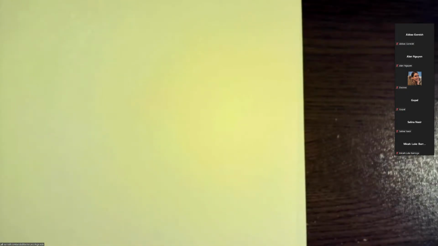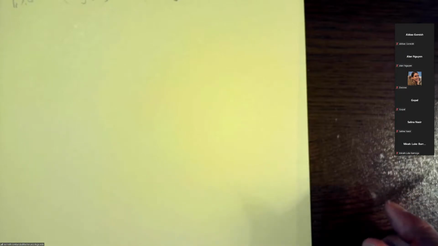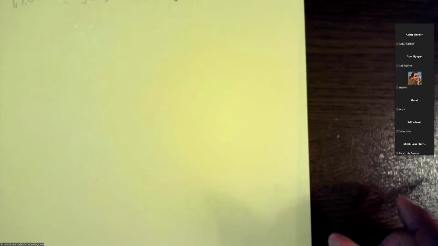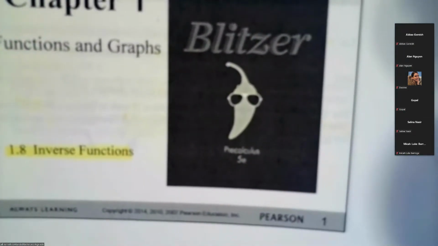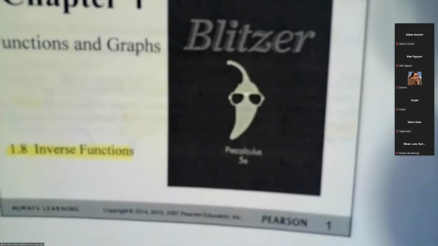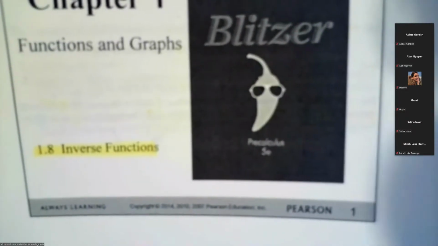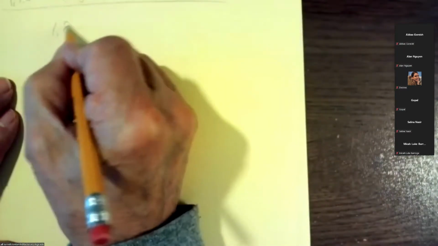Okay, the plan today, as I indicated, is to go over 1.8 and 1.9 if we've answered all the questions on 1.6 and 1.7. So let me get that out of the way. And 1.8 talks about inverse functions. So we're going to define what those inverse functions are and then see if we can work with the inverse functions.